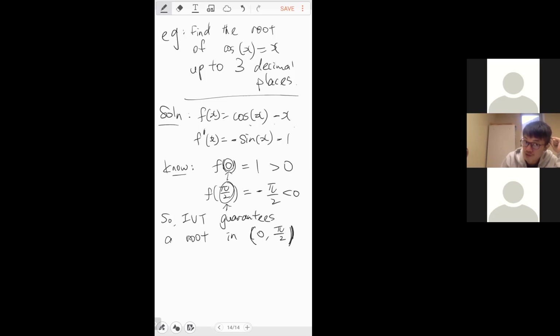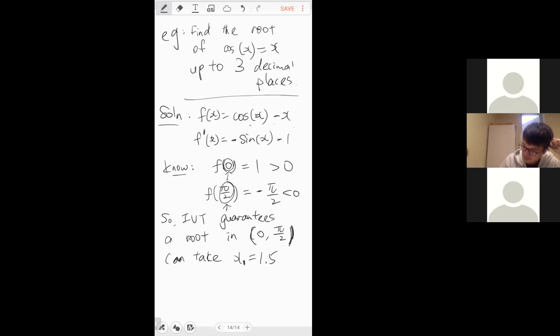All right, so pick any number in between 0 and pi over 2. Pi over 2 is around 1.75, I think. No, sorry, 1.57. I'm going to take 1.5 because that's what I did in my notes. So x1 equals 1.5, but again, you can pick any number in between 0 and 1.57.